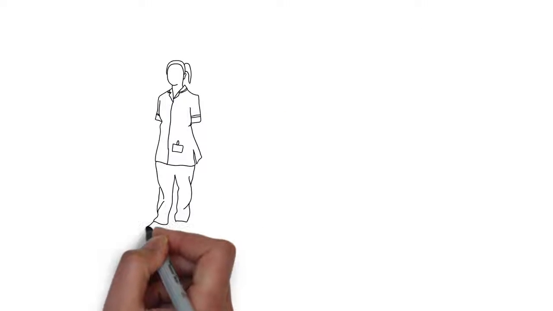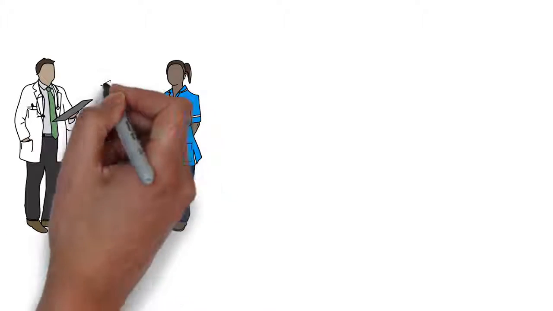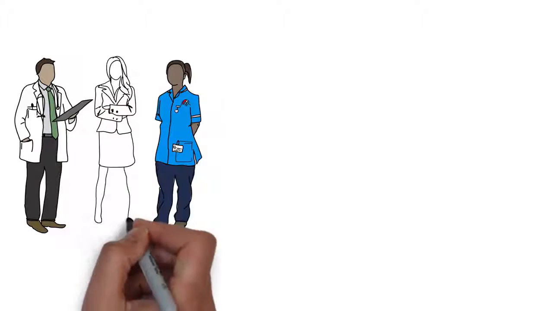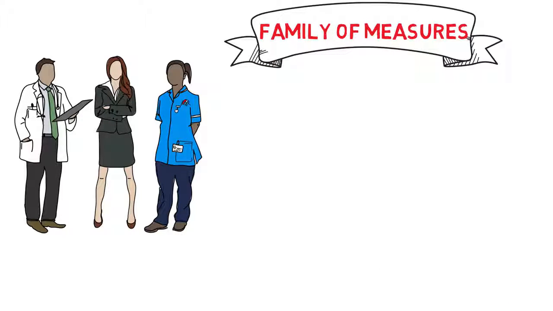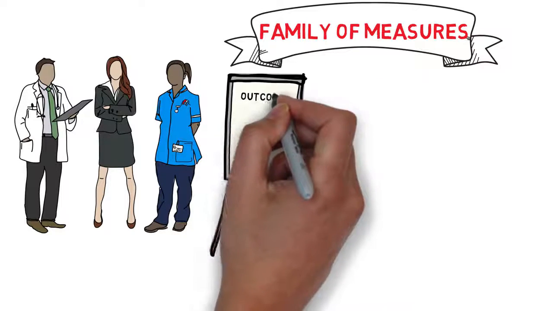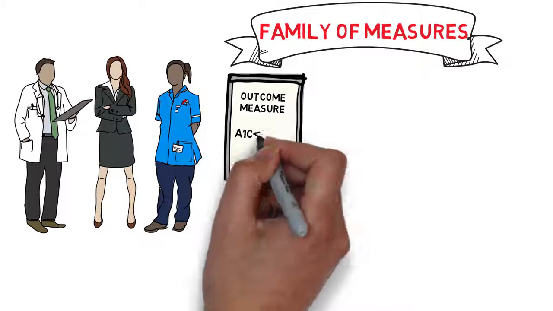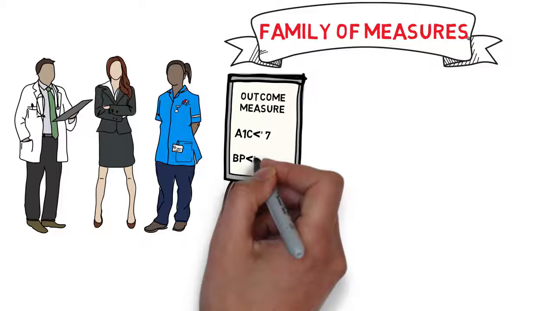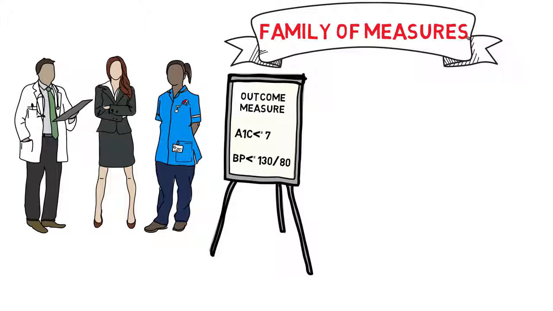Let's go through a primary care example to demonstrate the differences in these types of measures. A team that is working on chronic disease management would need to develop a family of measures to demonstrate whether the work they are doing is resulting in improvement. Outcome measures for diabetes work could include the percentage of patients with diabetes who have an A1C less than or equal to 7, or the percent of patients with diabetes who have a blood pressure less than or equal to 130/80.